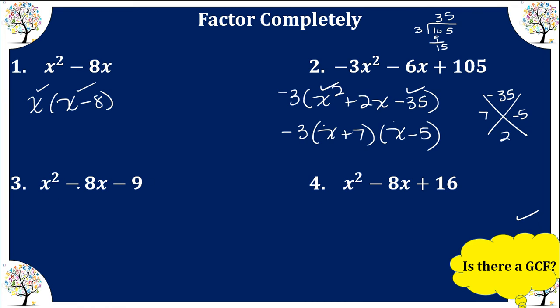Okay, there is no GCF because our A is 1. Let's see what we have here. 1 times negative 9 goes on top. Negative 8 is on the bottom. We're thinking of what times what gives us negative 9 and adds up to negative 8. Well, that is going to be negative 9 times 1. Okay, so we can just simply say x minus 9 and x plus 1, or vice versa.